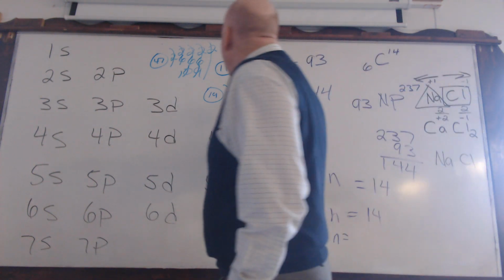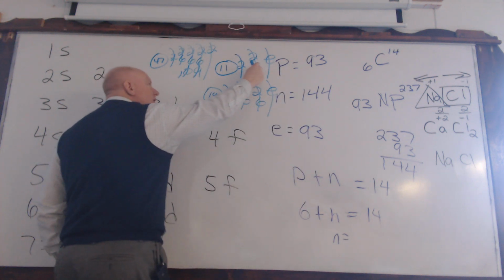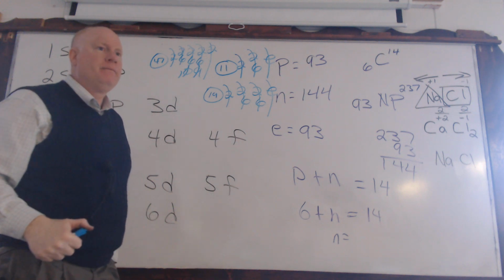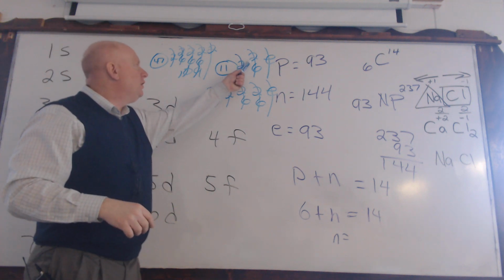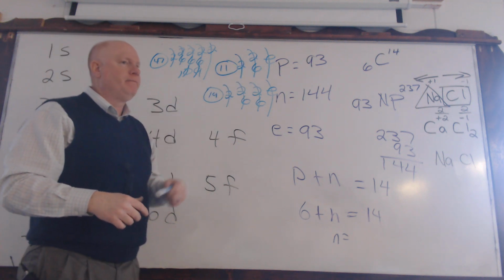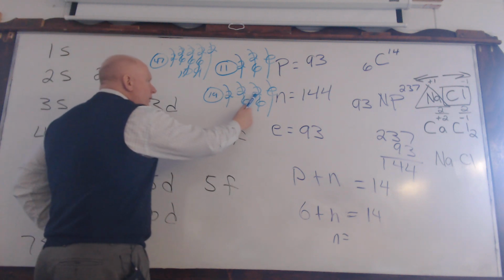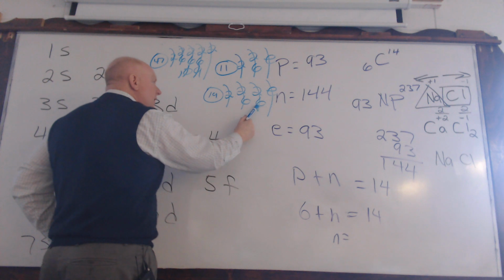So if you add the numbers with that single letter, how many do you get? What's 2 plus 2 plus 6 plus 1? 11. Okay? What is 2 plus 2 plus 2 plus 6 plus 6 plus 1?